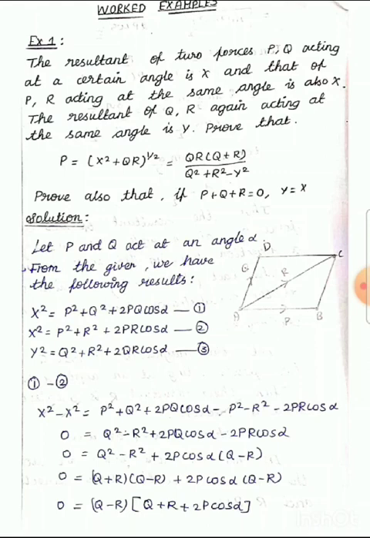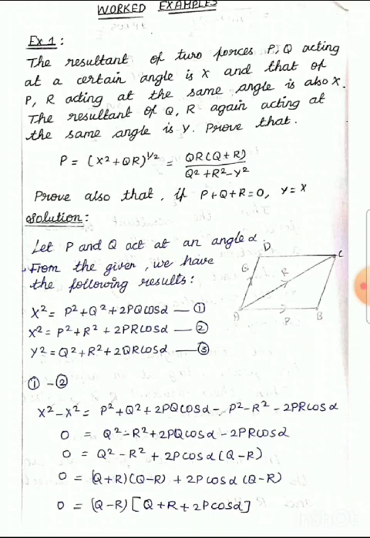We have to prove that P is equal to (x squared plus QR) to the power 1 by 2, which is equal to the square root of QR(Q plus R) divided by (Q squared plus R squared minus y squared). And also we have to prove that if P plus Q plus R is equal to 0, then y is equal to x.